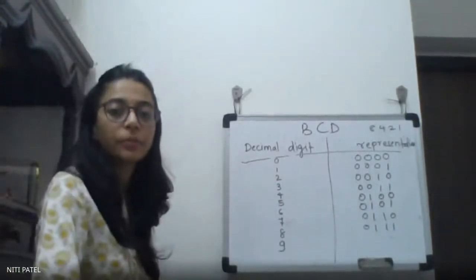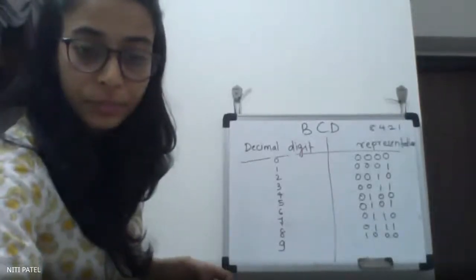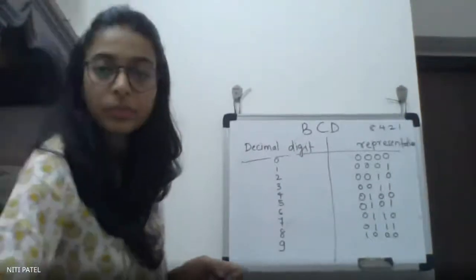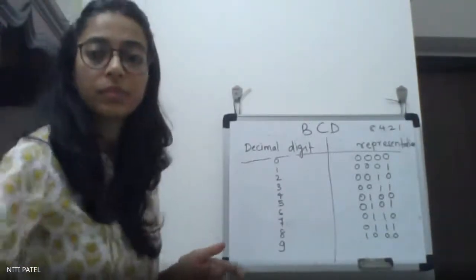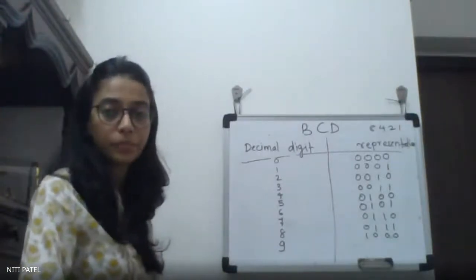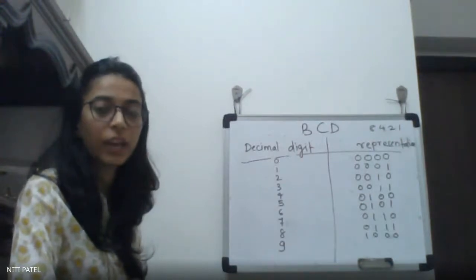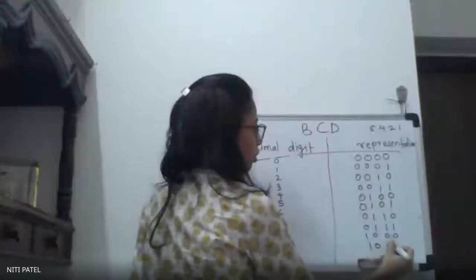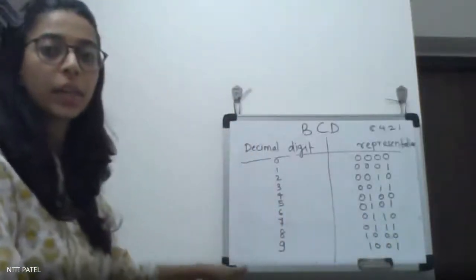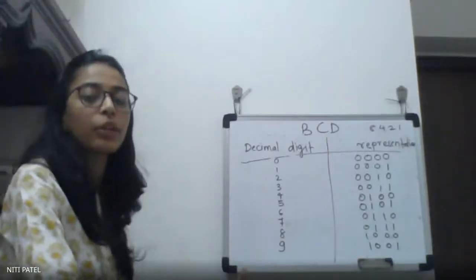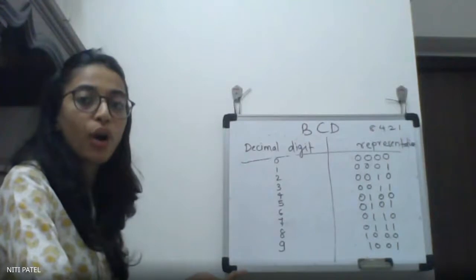Binary for 8: 1 0 0 0. Binary for 9: 1 0 0 1. So this is how you calculate the binary from the decimal by using BCD code for 4 digits.